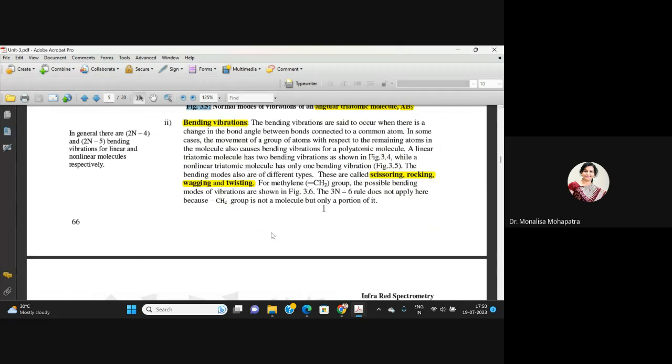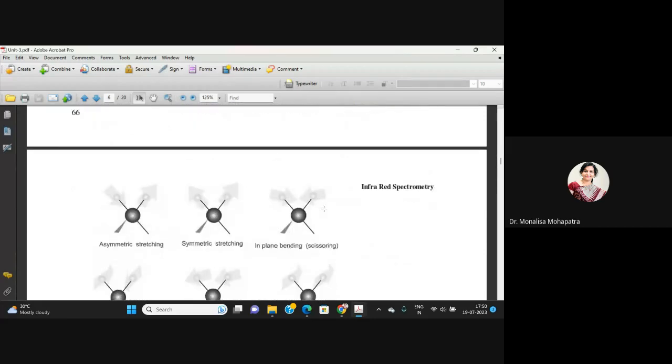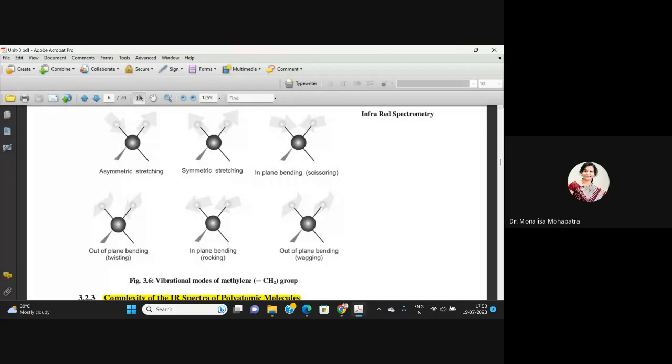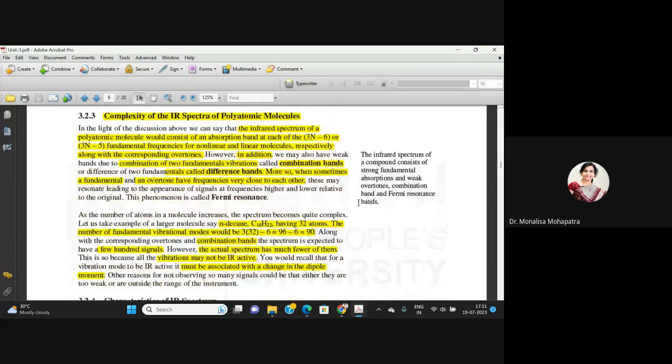Bending vibrations are of many kinds, like scissoring, rocking, wagging, and twisting. Imagine an AB2 molecule: in twisting, both bonds are in twisting form. Scissoring means like a scissor, where the two bonds are brought close to each other. These are the bending vibrations, and then there are antisymmetric and symmetric stretchings.